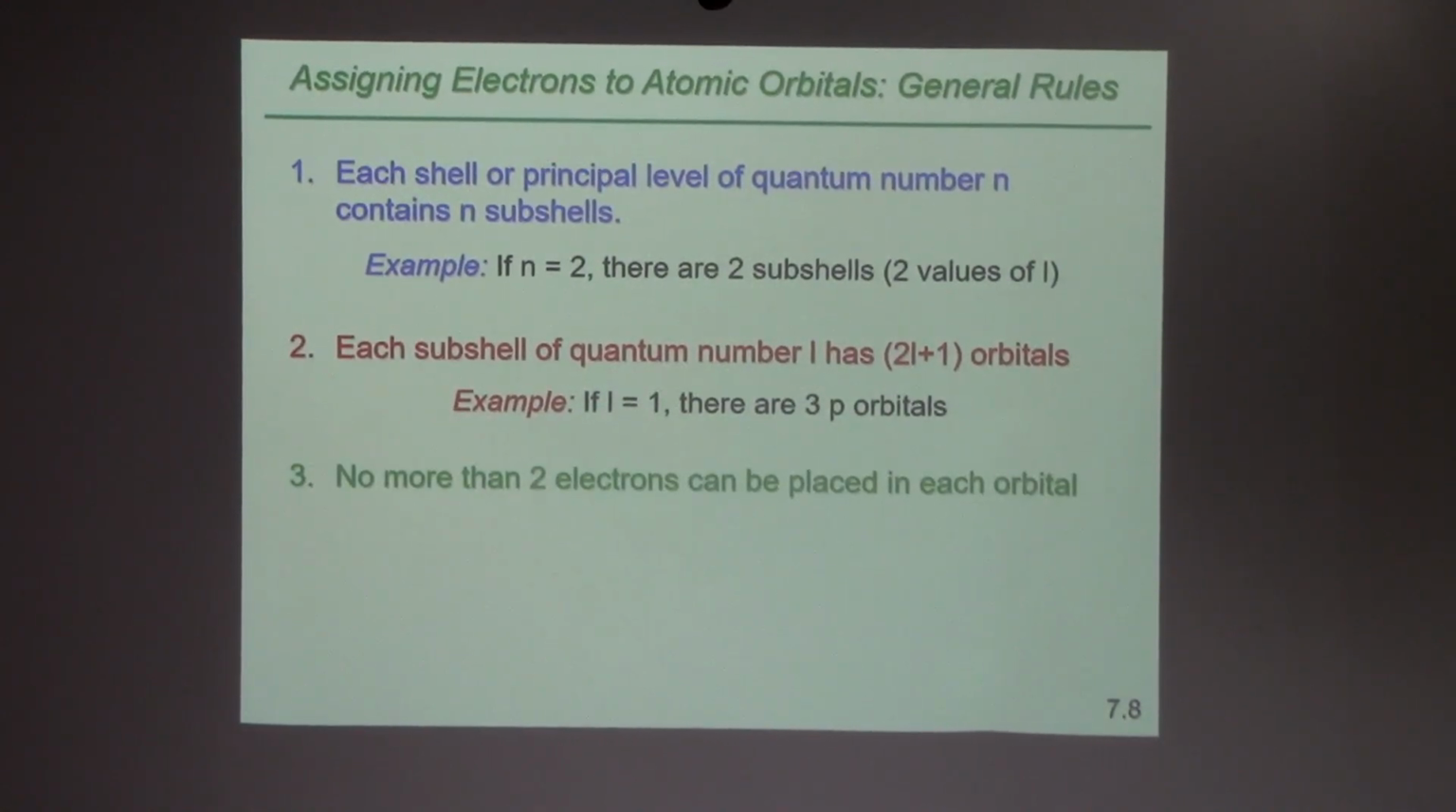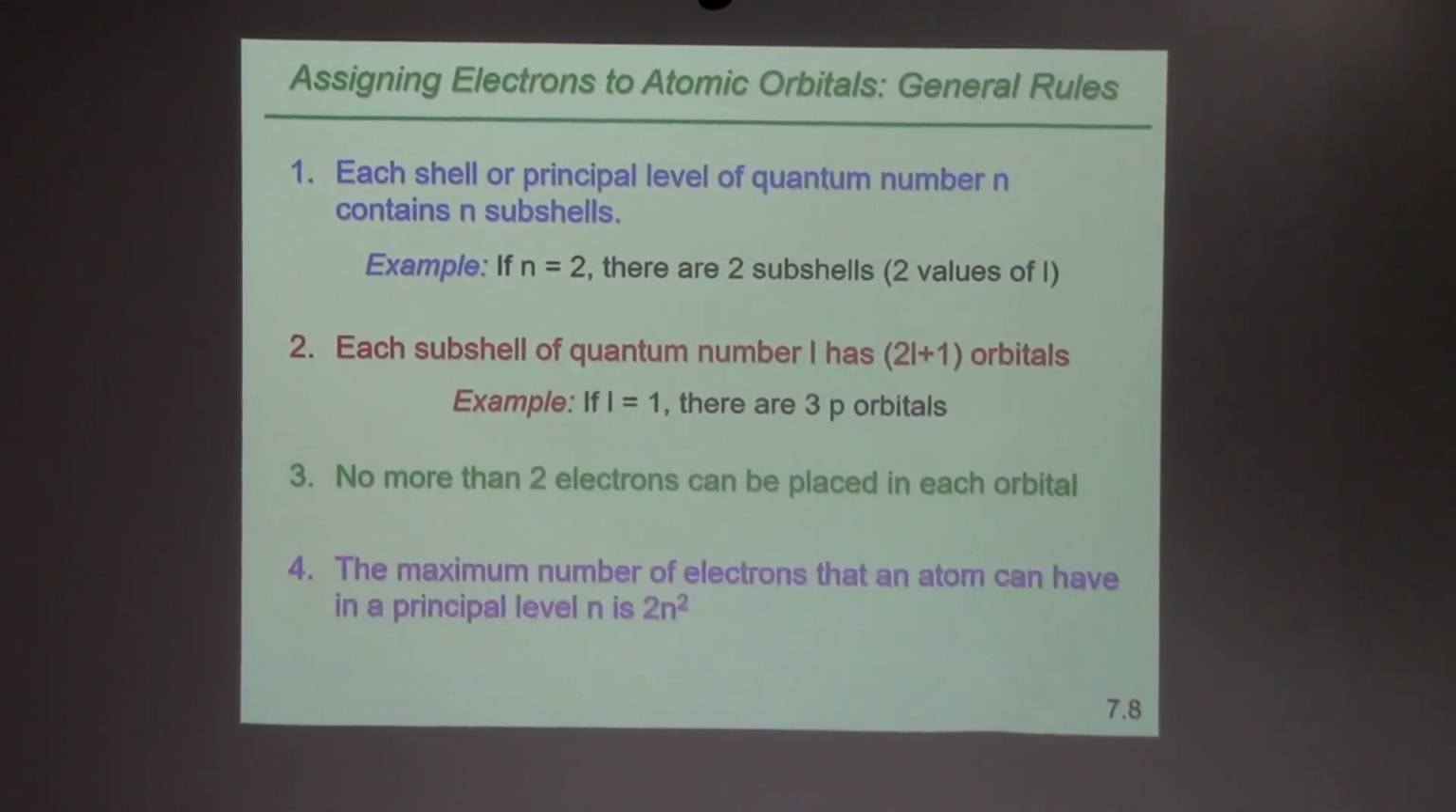Rule number 3, no more than 2 electrons can be placed in each orbital. Rule number 4, the maximum number of electrons that an atom can have in a principal level n is 2n squared.